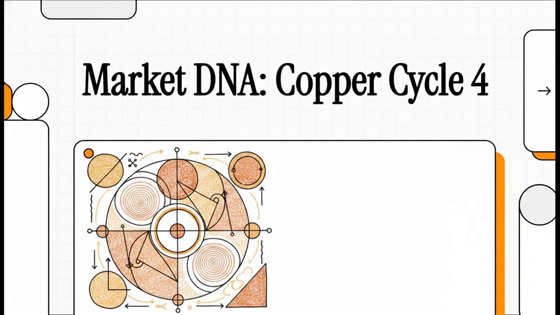Welcome to this explainer. Today, we're diving straight into the step-by-step clinical documentation of the market DNA geometric system. Specifically, we're looking at copper cycle 4. Our goal here is simple, really. We're going to systematically review the exact data and visible events recorded in this proprietary framework. No outside interpretations, no external analysis, just the raw, documented events.